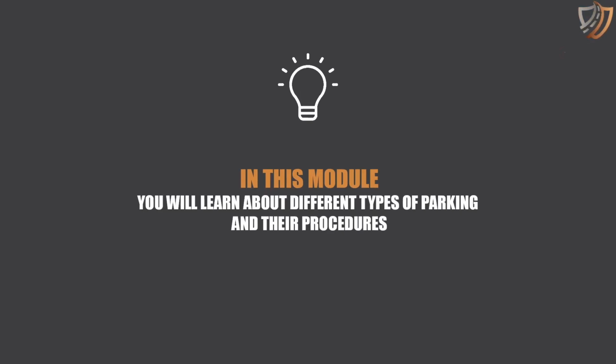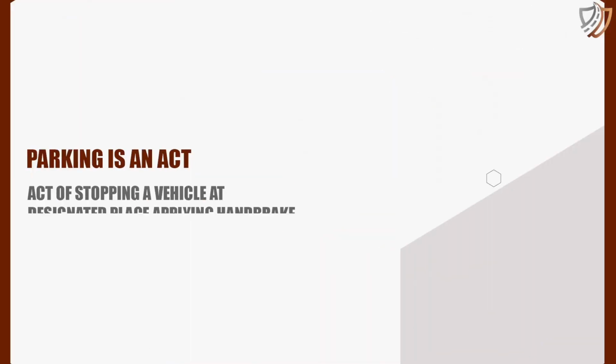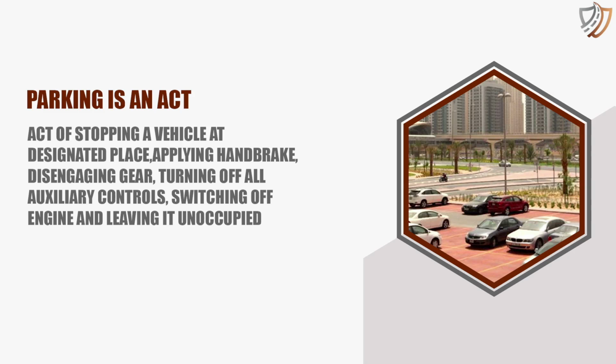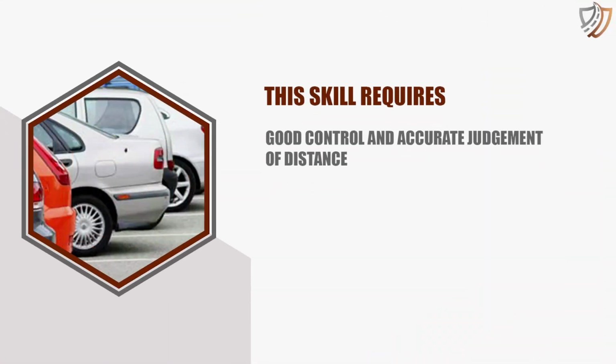In this module, you will learn about different types of parking and their procedures. Parking is an act of stopping a vehicle at a designated place, applying handbrake, disengaging gear, turning off all auxiliary control, switching off engine, and leaving it unoccupied. This skill requires good control and accurate judgment of distance.